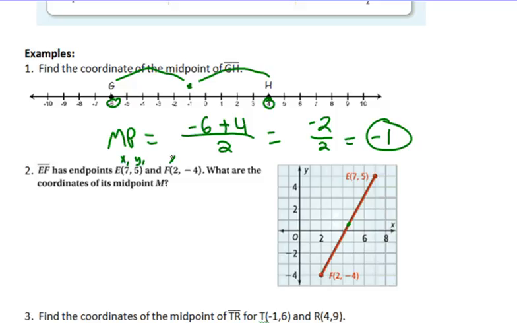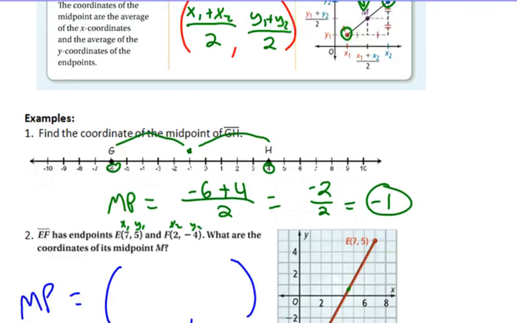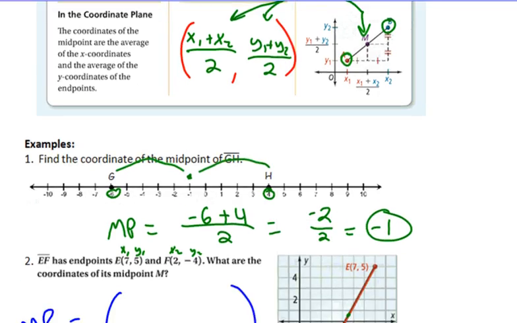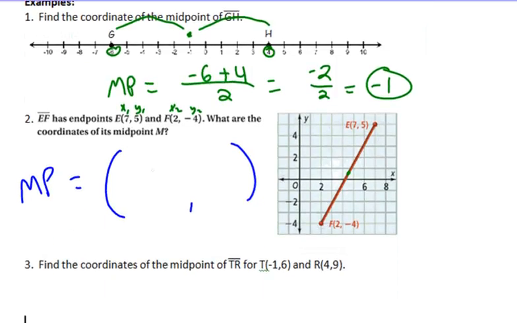And this is our x2 and y2. So to find the midpoint here, we're going to find the average of the x's and the average of the y's, which is what we were told to do right up there. So the two x's added together are 7 plus 2, divide that by 2. And then the y's are 5 plus -4, divide that by 2.